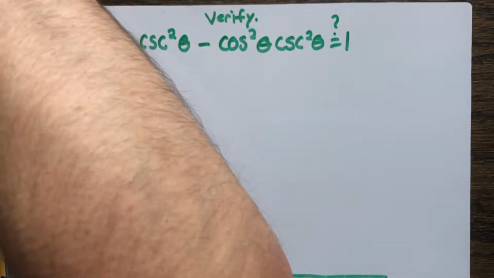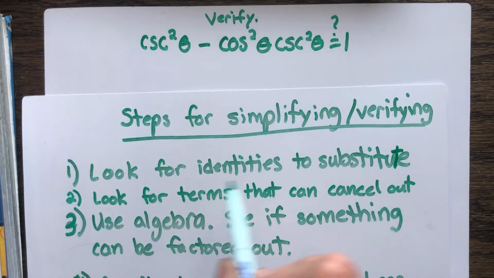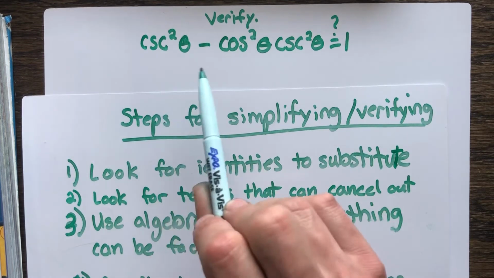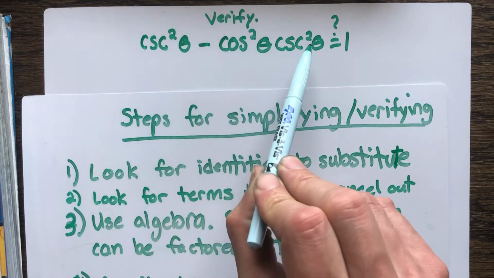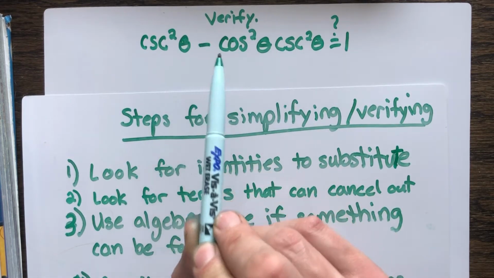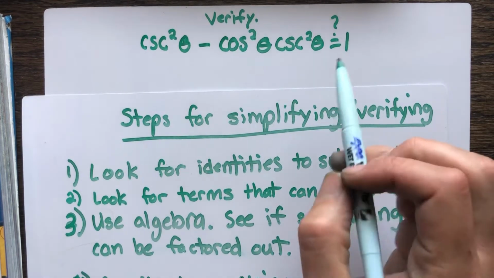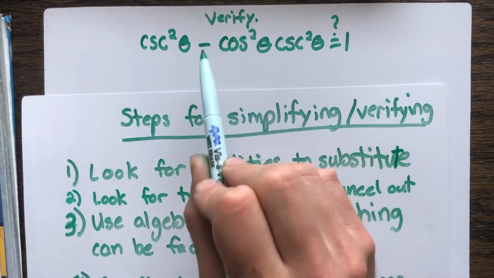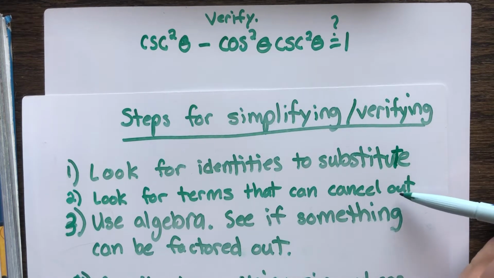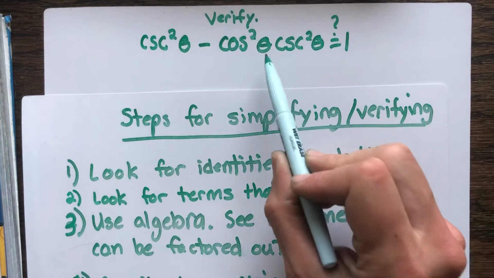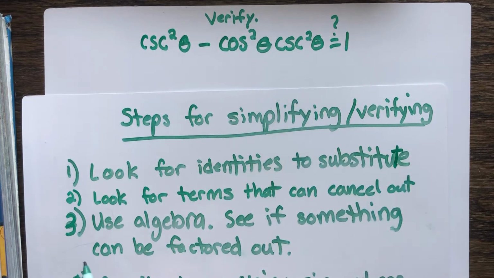All right, so let's take a look at our rules that we have real quick, right? We want to look for identities that we can substitute. Now, one of the things that jumps out right away that we've always kind of said is, look, you've got a bunch of squared terms in here, and there's some addition and subtraction. So maybe there's a Pythagorean identity that we could use. Okay, but not yet. There's a little too much going on in this term to be able to use it. So let's look for terms that can cancel out. Well, the only thing being multiplied together is this, but cosine and cosecant are not reciprocals, so they can't cancel out. All right, use your algebra.